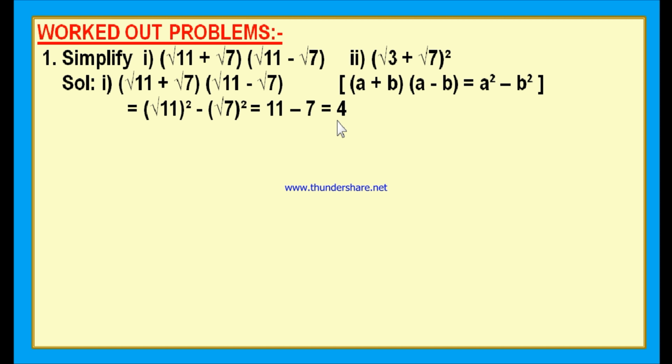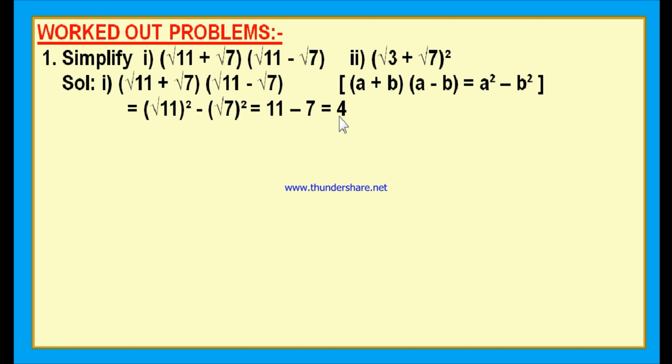Now what did you observe from this? Here root 11 is an irrational number and root 7 is an irrational number. The sum of two irrational numbers is not always an irrational number. And in the second bracket, again it is an irrational number. The difference between two irrational numbers is again an irrational number. But this is the product of an irrational number with an irrational number, and we got a rational number, isn't it? The product of an irrational number and an irrational number, here we got a rational number.